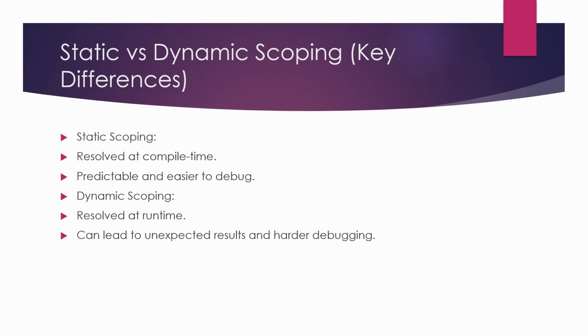Now let's compare static and dynamic scoping. In static scoping, the variable binding is resolved at compile time, making it easier to predict and debug. Static scoping is more commonly used in modern programming languages. On the other hand, dynamic scoping resolves variable binding at runtime, which can lead to unexpected results and harder debugging. Dynamic scoping offers flexibility but requires more careful management.